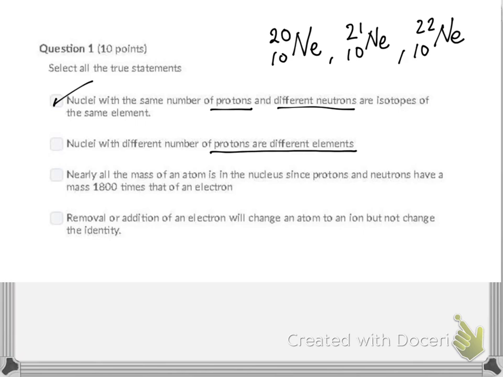Nuclei with different numbers of protons are different elements. That's true. If there are 7 protons, that is the element nitrogen. If there are 8 protons, that's the element oxygen. And if there are 9 protons, it's the element fluorine. So Z, the number of protons, is definitive for the identity of the element.